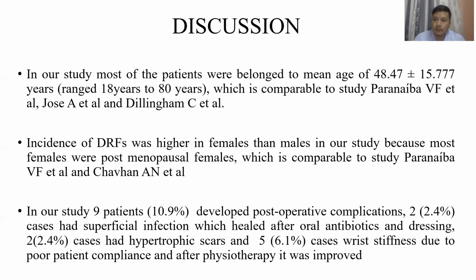In our study, most of the patients belonged to the mean age of 48 years, which was comparable with the study of Paraniva and Joss and Dilliam et al. Incidence of distal radius fractures was highest in females, which was comparable with the study of Paraniva and Chavan et al. And most of the females were postmenopausal.